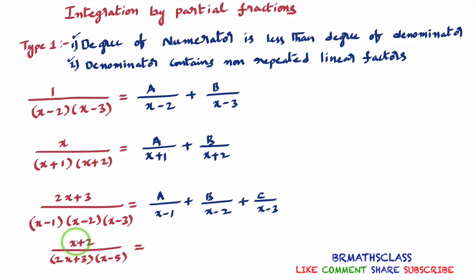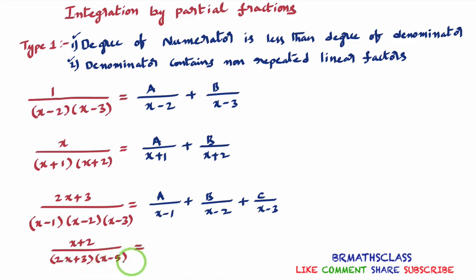You see this one. Degree of numerator is 1. What is degree of denominator? Degree of denominator is 2. That means it satisfies the first condition. Degree of numerator is less than degree of denominator. Yes. Denominator contains non-repeated linear factors. Yes. 2x plus 3, its degree is 1. It is a linear factor. Is it repeated anywhere in the denominator? No. x minus 5, you see, is it a linear factor?